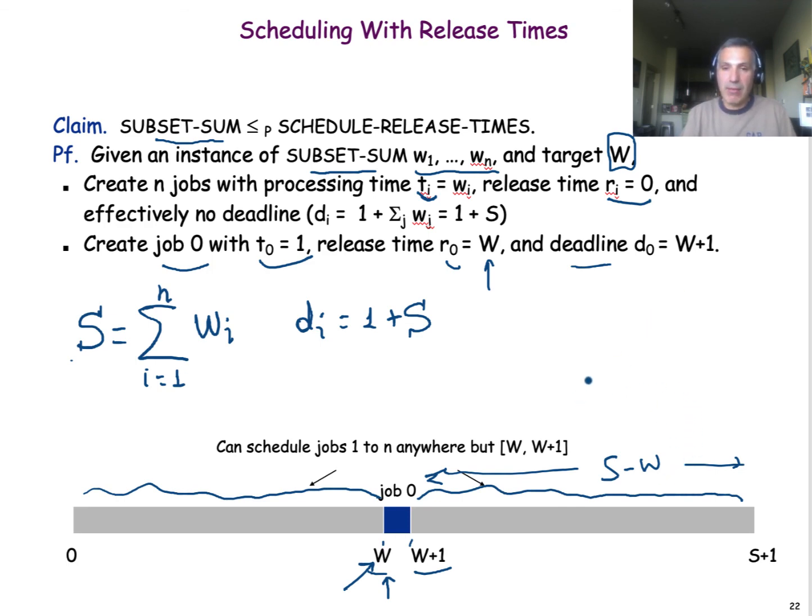In the reverse way, if the scheduling problem has a solution, then we can find out basically which jobs were executed in this interval and choose the corresponding numbers as the solution of the subset sum problem. Notice that because the deadline of the n jobs is set to 1 plus S, we cannot have any idle time in the schedule. So in this time period here between 0 and W, there cannot really be any gaps. This is necessary so that we can show that the summation of these wi for the jobs that are in this time interval is exactly equal to W.